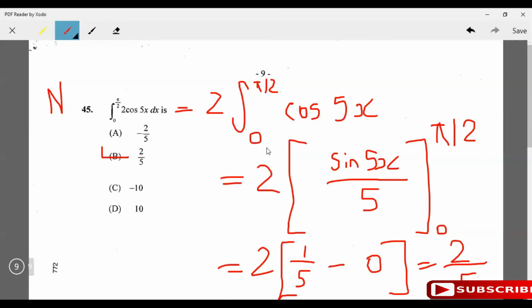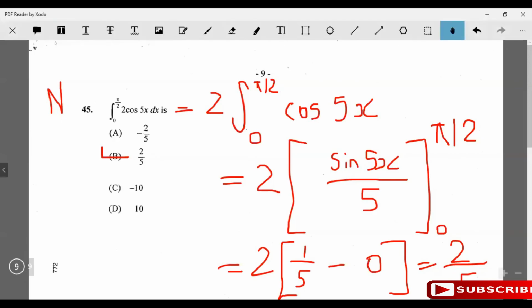All right. So the key part to remember is when you integrate cosine 5x, we get sine 5x, but then we have to divide it back by 5. That's the key thing. All right. So that's it.